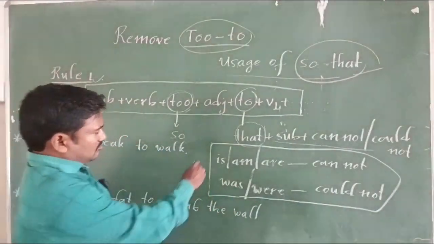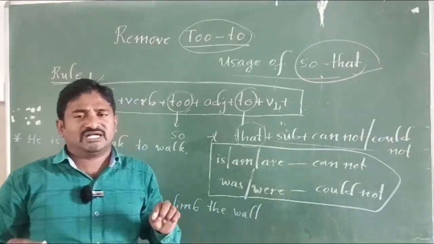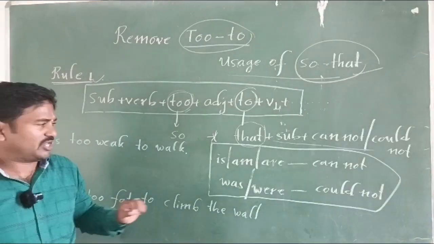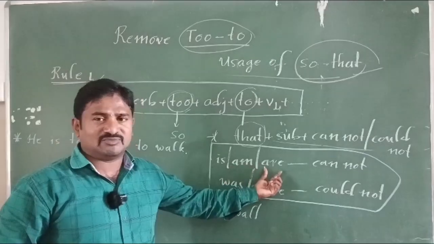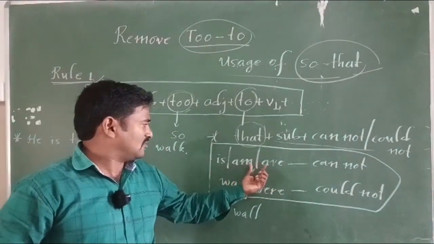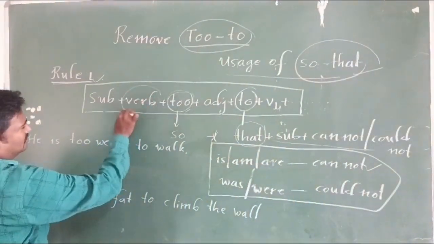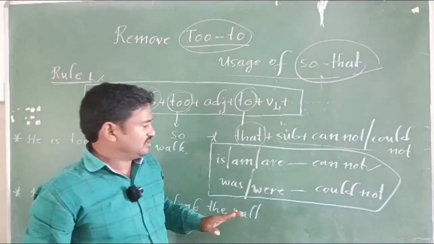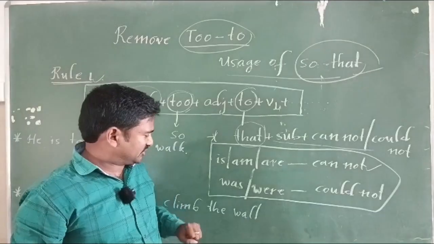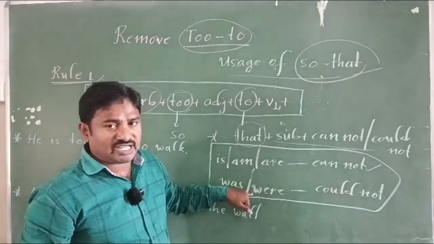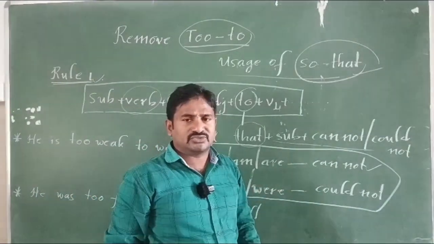Okay, so here is one important box. In a sentence, if present auxiliaries are there, that is, present helping verbs, known as the be forms: is, am, are, then we can use cannot. Next, if was, were is in the sentence, we can use could not.